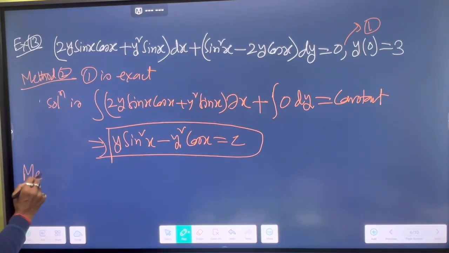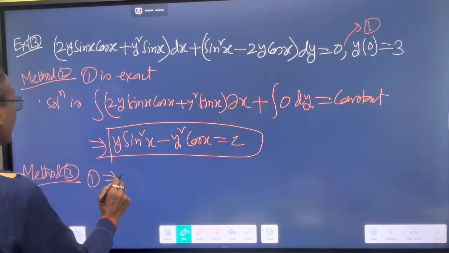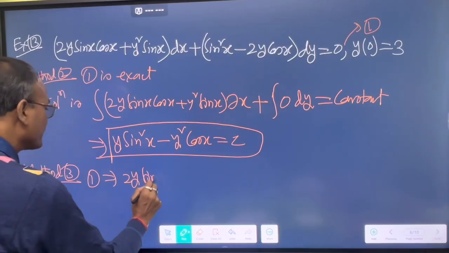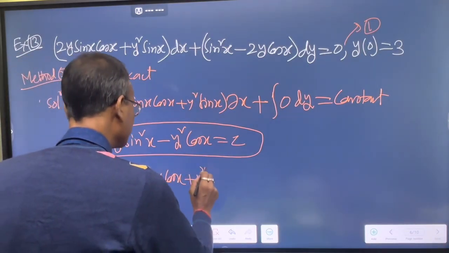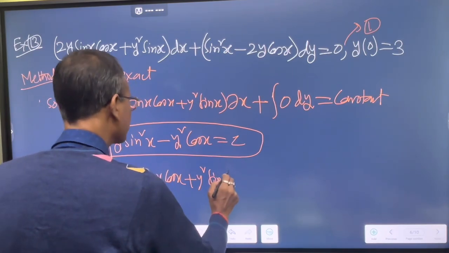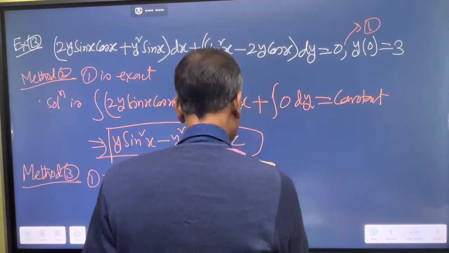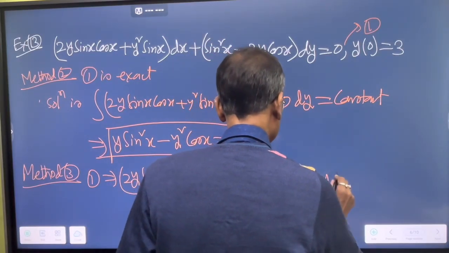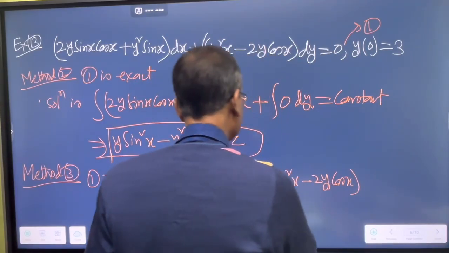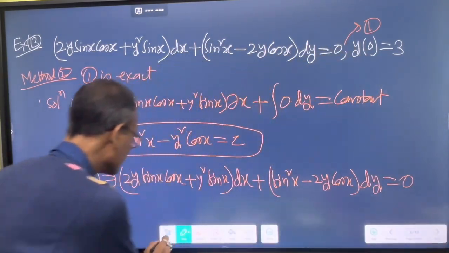Method 3, grouping method. Method of grouping. 1 implies twice y sin x cos x plus y square sin x dx plus sin square x minus twice y cos x dy equal to 0.